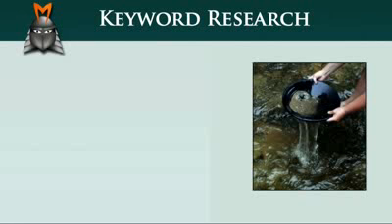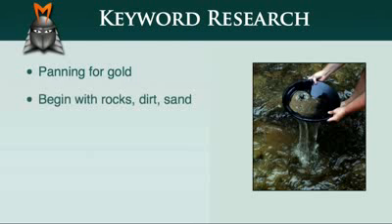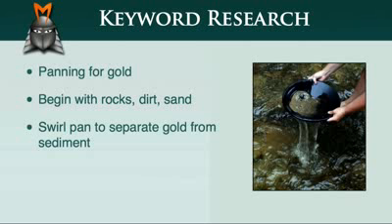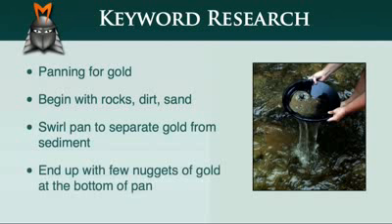A great way to understand the process of keyword research is to compare it with the process of panning for gold. In the days of the gold rush, prospectors would take their gold pans down to a river and scoop up a collection of rocks, dirt and sand. Initially they'd discard the large rocks that were clearly not relevant, and then they'd swirl their pan to separate out the heavy gold from the lighter sediment. At the end of this filtering process, they'd hopefully be left with a few nuggets of gold at the bottom of their pan.